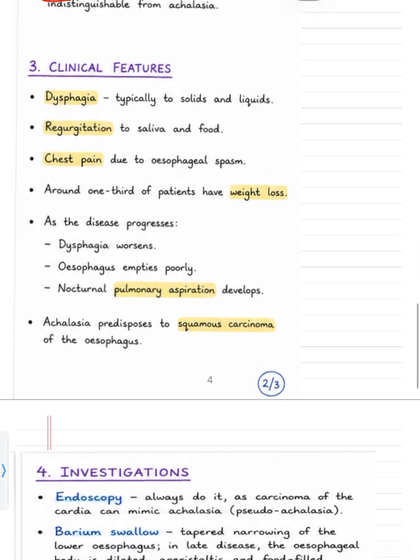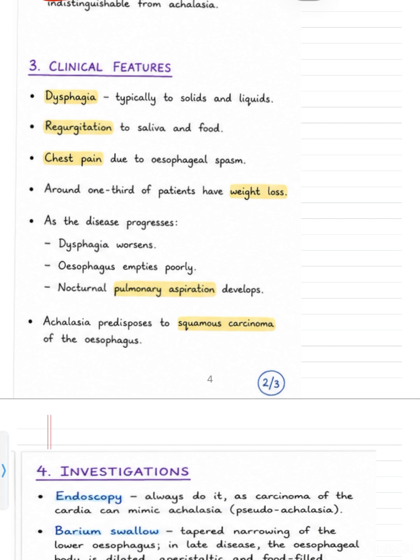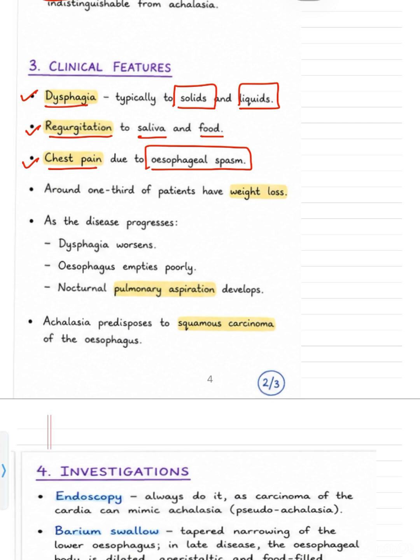Now the clinical features. First is dysphagia, typically to both solids and liquids. Secondly, there is regurgitation of saliva and food. Number three, there is chest pain due to esophageal spasm. So a patient can present to you with dysphagia, not able to take solids and liquids both, regurgitation of saliva and food, and chest pain due to esophageal spasm.